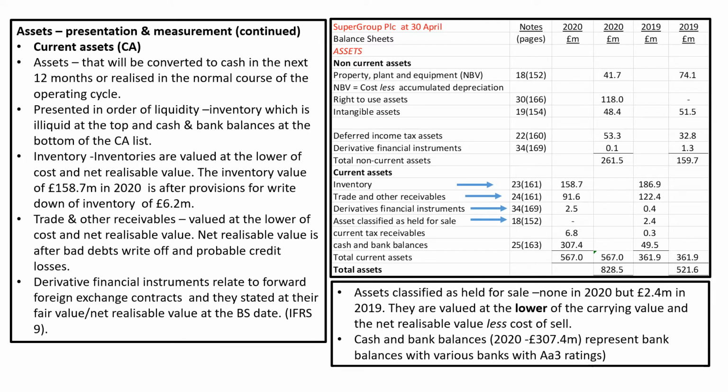Finally, we have cash and bank balances, which in 2020 is 307.4 million. These represent bank balances with various banks with an AA3 rating.